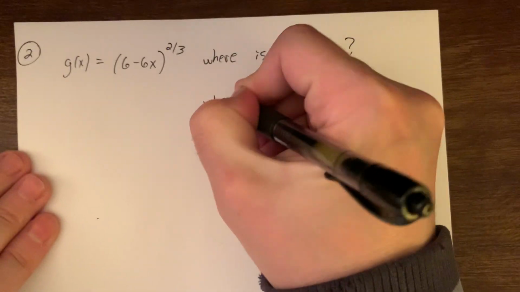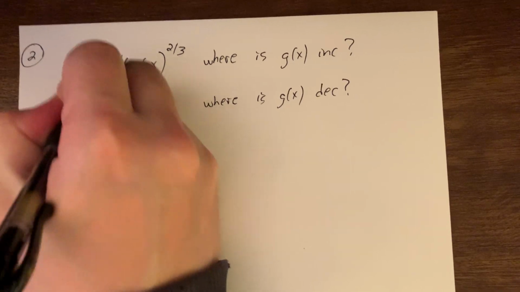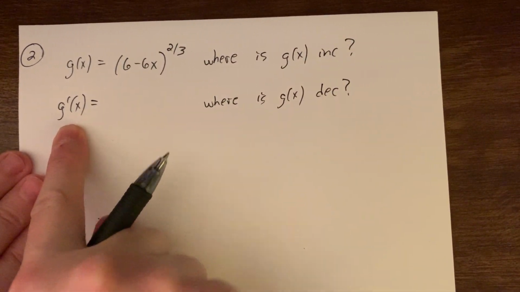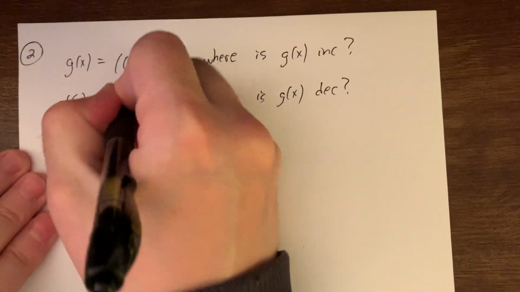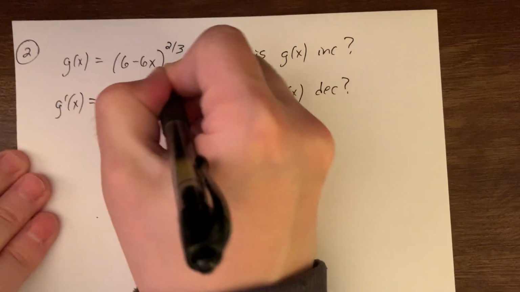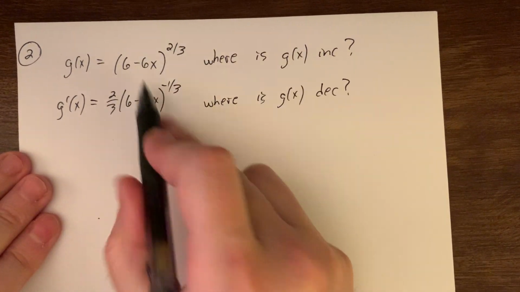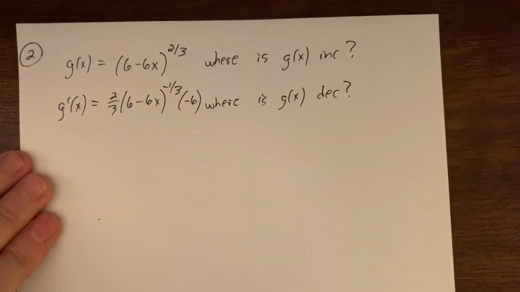And to know where the derivative is positive, negative, well, first let's take the derivative. Nothing too crazy here, just a little chain rule. 2/3, 6 minus 6x to the negative 1/3. That's the derivative of the outer, leaving the inner intact, times a negative 6. There's the derivative of the inner.